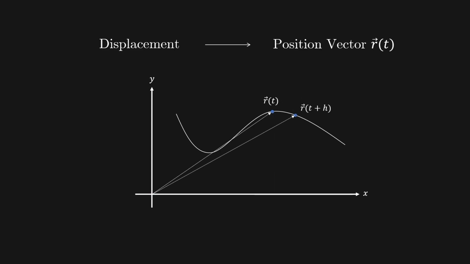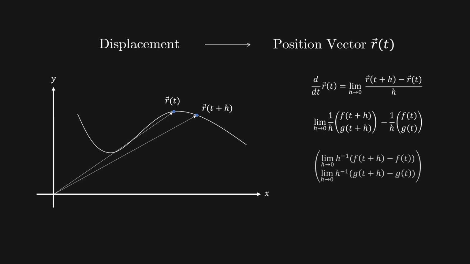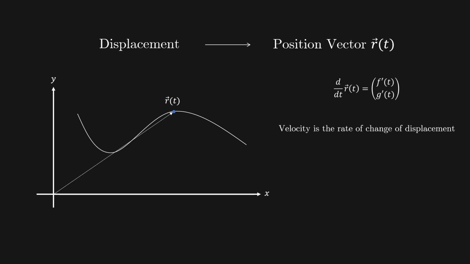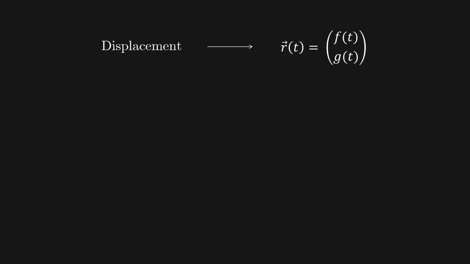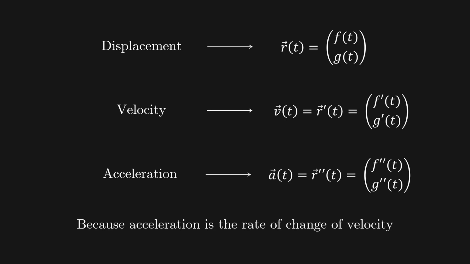We can now think about tiny changes in the input of the position vector. This will allow us to define the derivative. As we can see, the derivative of the position vector is just the derivative of its entries. Since velocity is the rate of change of displacement, we can take the derivative of r to find the velocity. Note that the velocity is always tangent to the path. We can use the same idea to get an equation for acceleration, since it is the rate of change of velocity.